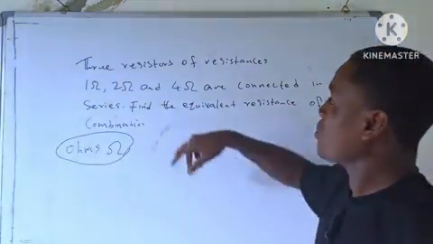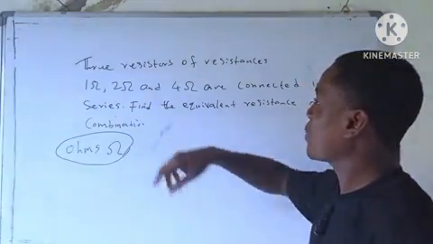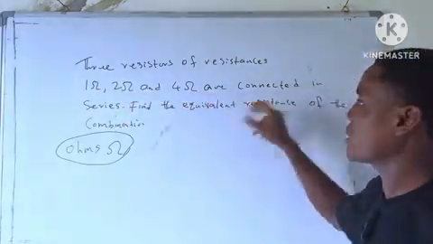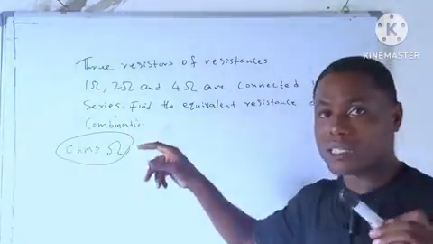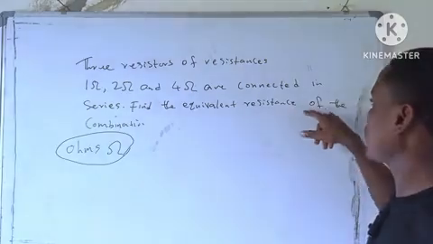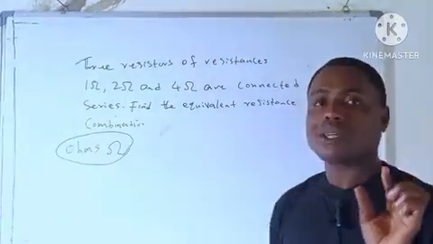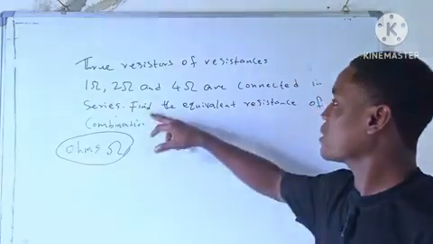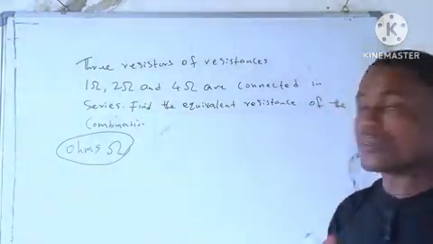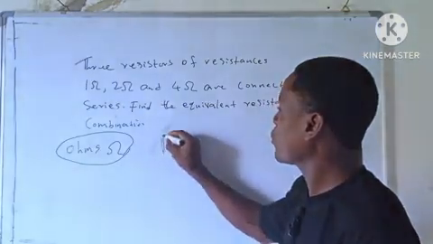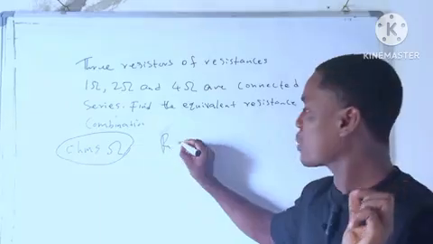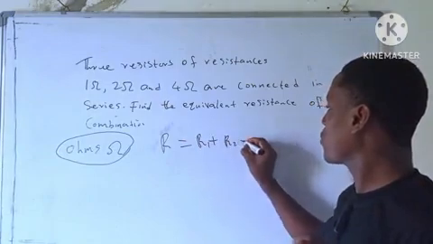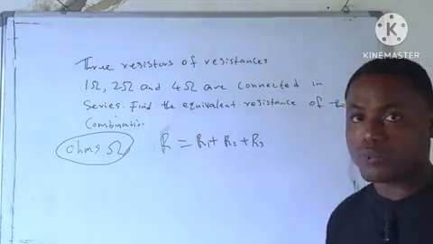Okay. Now we are given how many? We are given 3 resistors, right? 1 ohm, 2 ohm, and 4 ohm are connected in series. Are you getting it now? They are connected in series. Find the equivalent resistance of the combination. So what did I say about series connection? From this question they said series form, right? They said find the equivalent resistance of the combination. So the equivalent resistance R equals the first resistor plus the second resistor plus the third resistor, right?